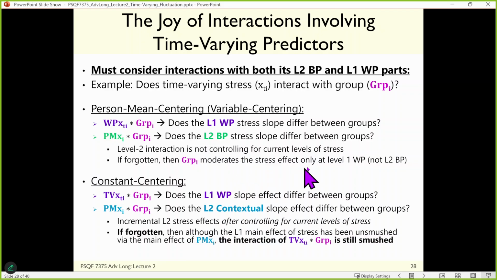Cool. For constant centering, though, it works out to be the same if they're both included, in that you get level 1 moderation as does the within effect differ between groups. Level 2 is does the context effect differ between groups rather than between. But if you forget the second one, then the first one is saying moderation by group happens to the same extent for the within effect as it does the between. I'll say that again. Smushing an interaction, a cross-level interaction, is saying that moderation by group happens to the same extent for the within effect as for the between effect. So smushed moderation, as it were.